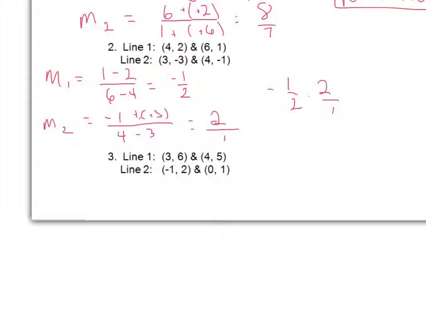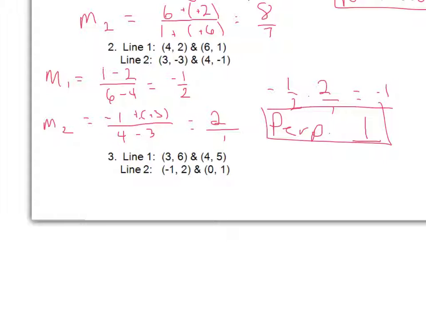Negative 1/2 times 2 over 1. And if I get negative 1, then the lines are perpendicular. And indeed, I get negative 1. So the two lines are perpendicular. Or if you wanted to use your symbol from geometry last year, you could just write the symbol, the upside down T.